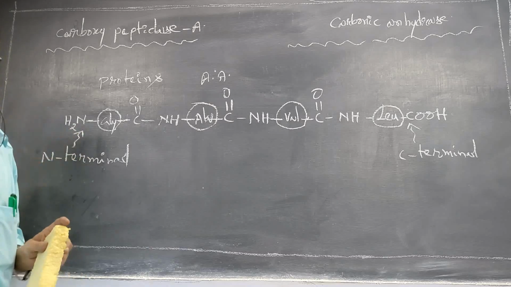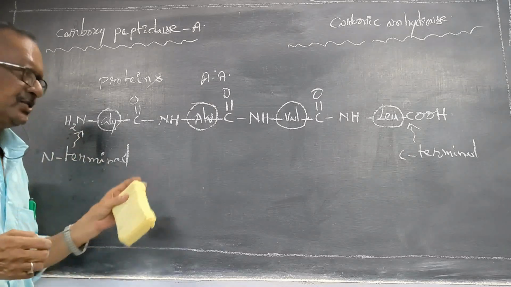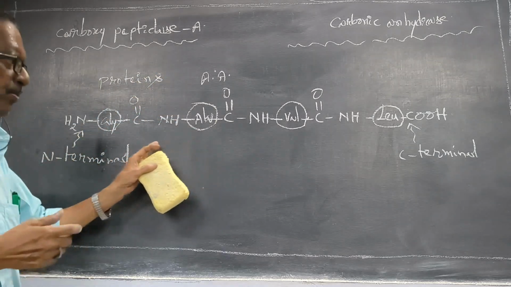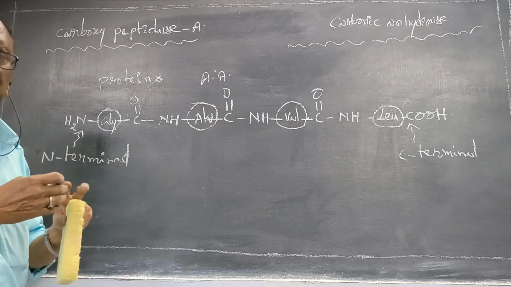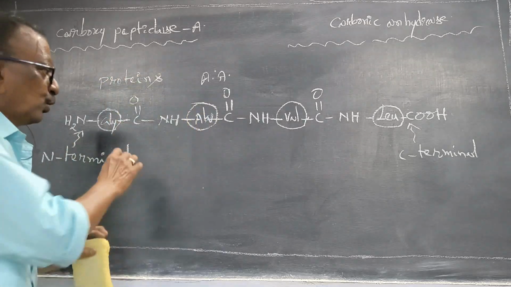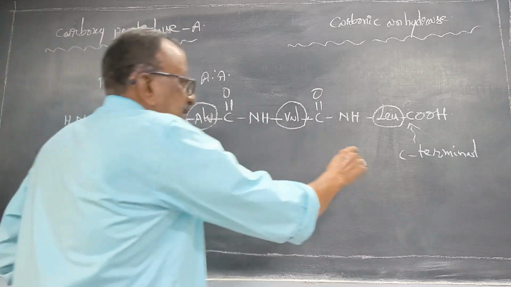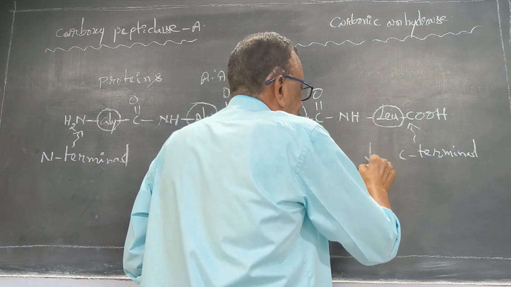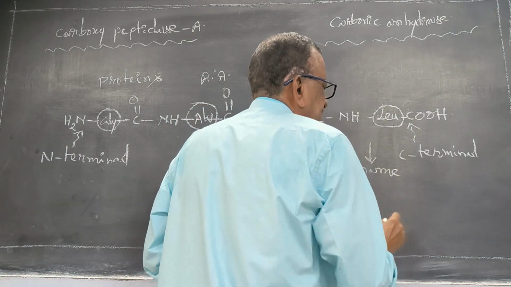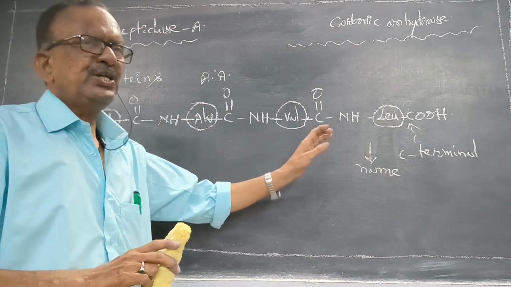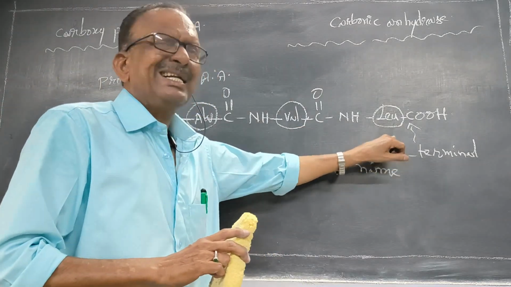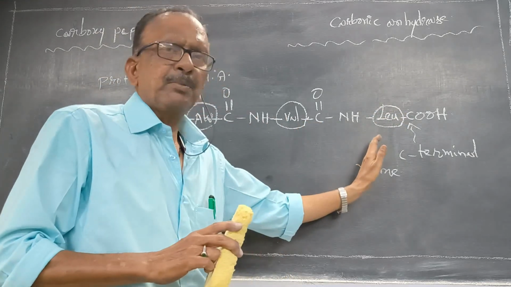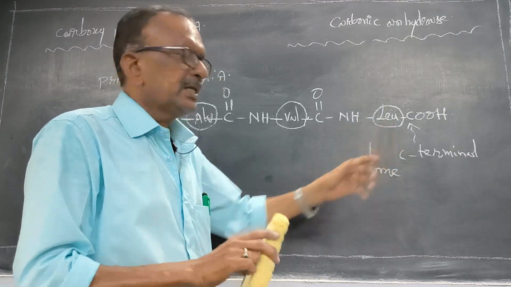You should not change the sequence. And are there any changes in the total name of this polypeptide? Poly means many amino acids are linked with peptide bond. So here in this case, the carbon terminal possessing amino acid, whose name does not change. There is no change in the name of the carbon terminal amino acid. That means the name of this polypeptide will end with leucine.